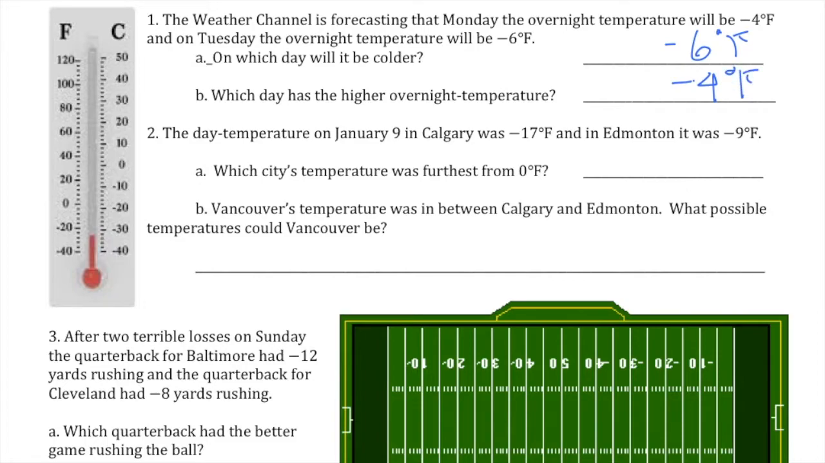Okay, question 2, the day temperature, meaning the temperature during the daytime on January 9th in Calgary was negative 17 degrees Fahrenheit, and in Edmonton it was negative 9 degrees Fahrenheit. Which temperature was the furthest from 0? Well, that was Calgary at negative 17.